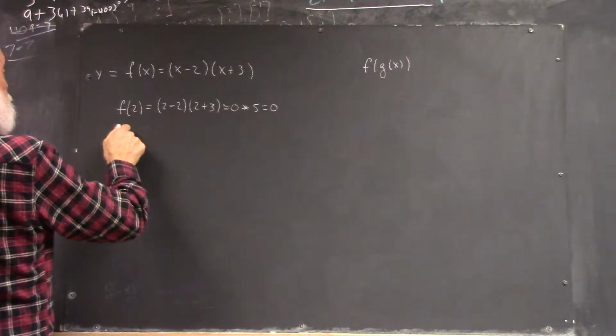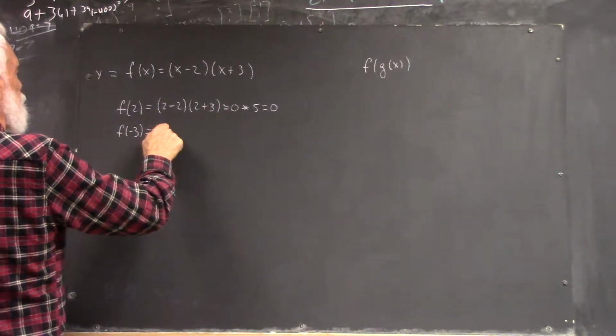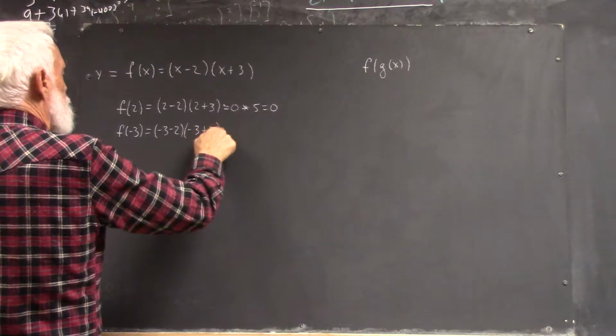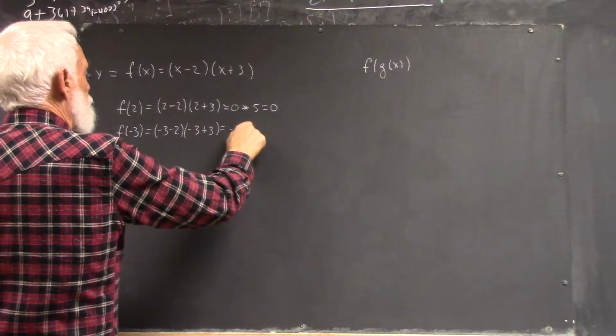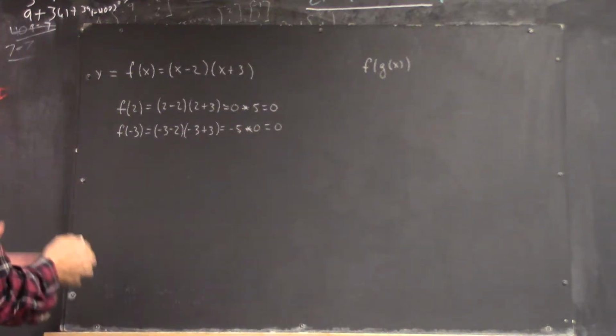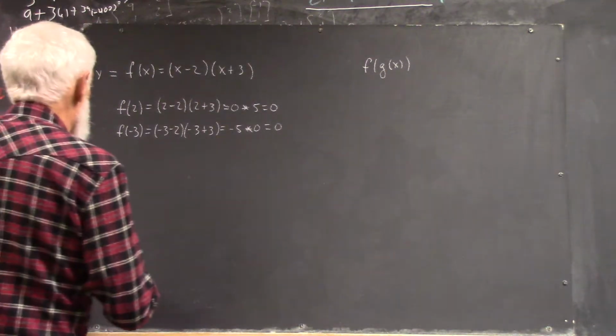f of negative 3 similarly equals negative 3 minus 2 times negative 3 plus 3, which equals negative 5 times 0, which equals 0. And again, we understand that that's going to give us a 0 on the graph of the function.